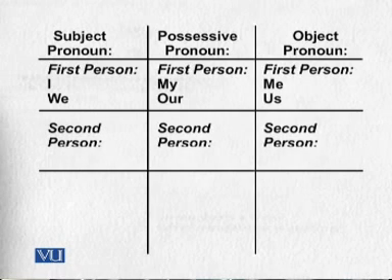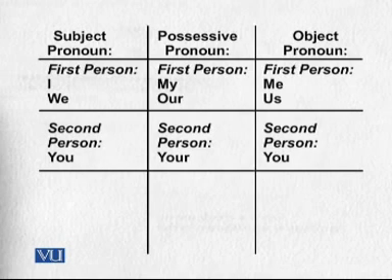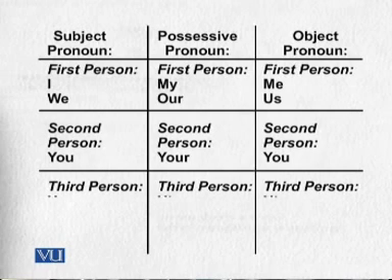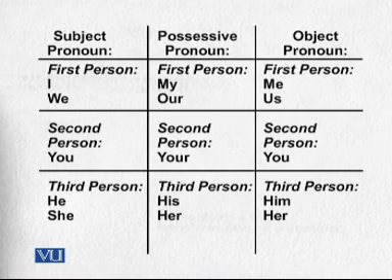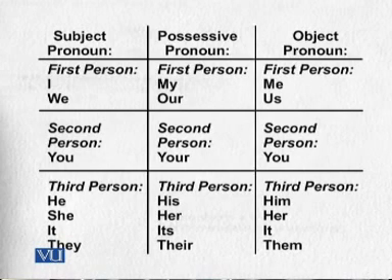And then second person, you. Its possessive form will be your, and object form will be you. You, your, you. Third person, he, and then possessive his, object him. She, possessive her, and object also her. It, possessive its, and object it. And they, possessive their, and object them. Now, these are three very important forms of pronouns, which are going to play an important role in indirect speeches. Of course, we're going to change them.